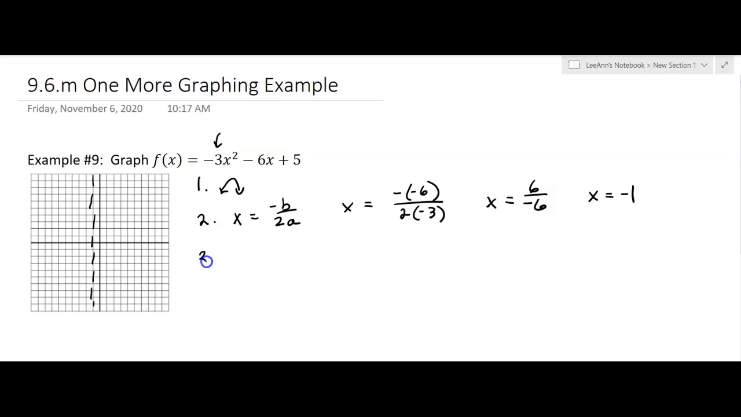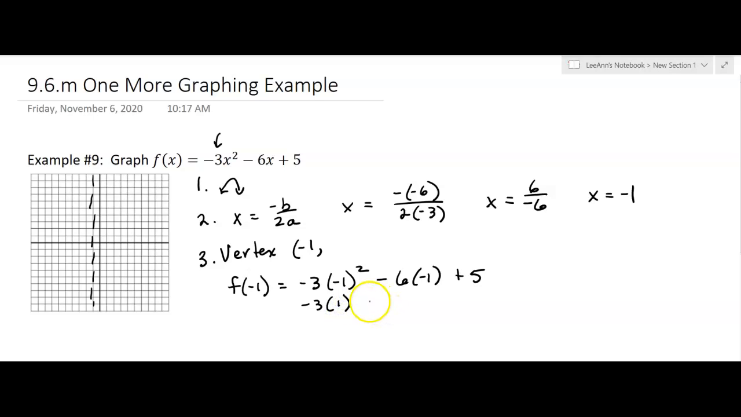All right, now to find the vertex. We know the vertex is on the axis of symmetry, so x is negative 1, and then we'll have to find f of negative 1. We put it into the function. So we get negative 3 times 1 plus 6 plus 5. So that's going to be negative 3 plus 6 is 3 plus 5 is 8. So I'm going to get an 8 there. So negative 1, 8. Okay, so it's a positive 8, isn't it? All right. So it's way up here.